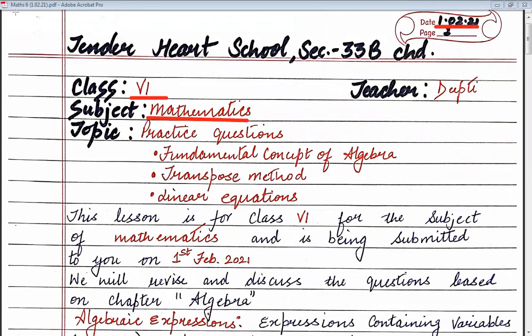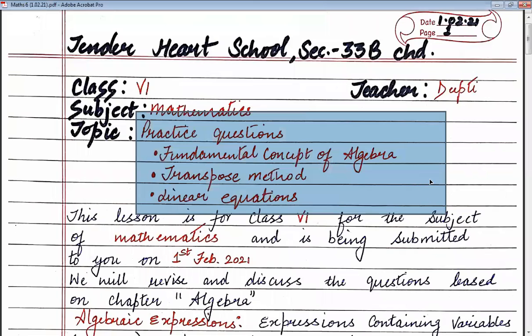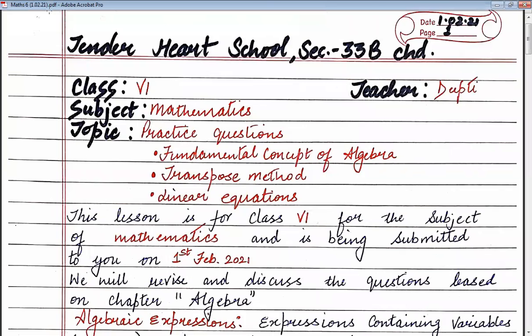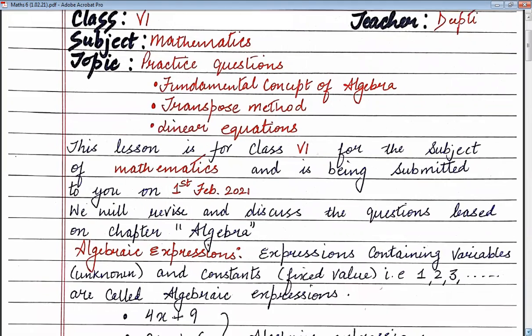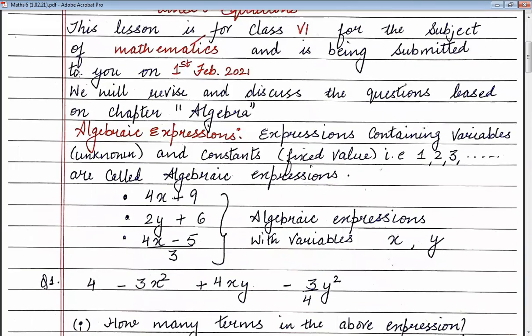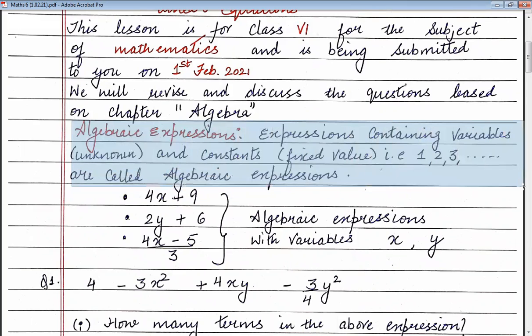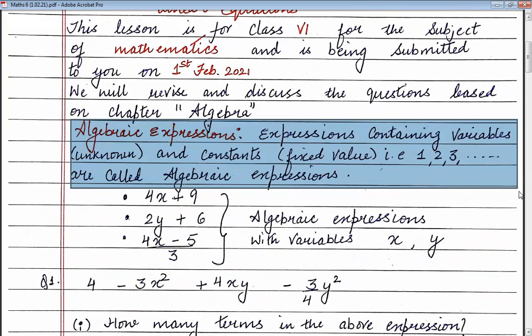Students, in this lesson, we will revise all the questions based on fundamental concepts of algebra. Then we'll discuss the transpose method and then linear equations. So let us start today's topic with the meaning of algebraic expression. Now children, we have already covered this chapter, algebra. So let us discuss quickly what an algebraic expression is.